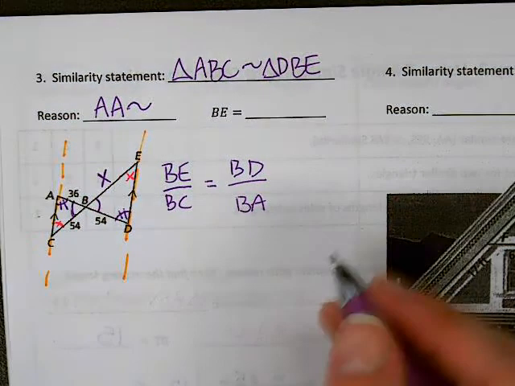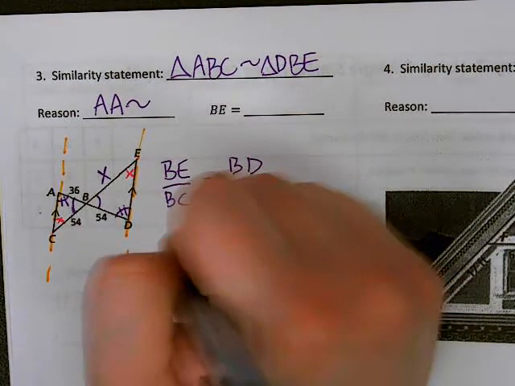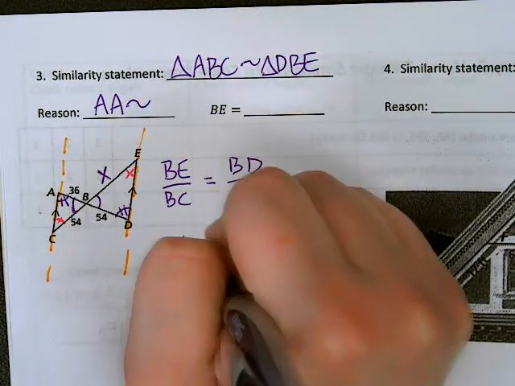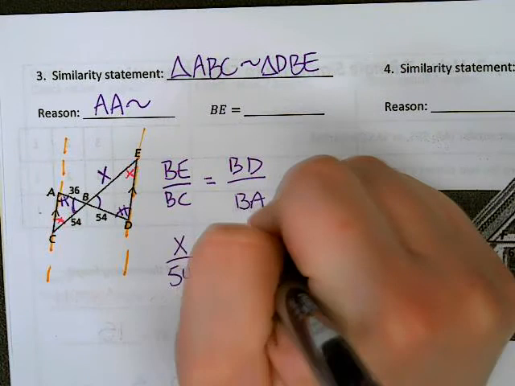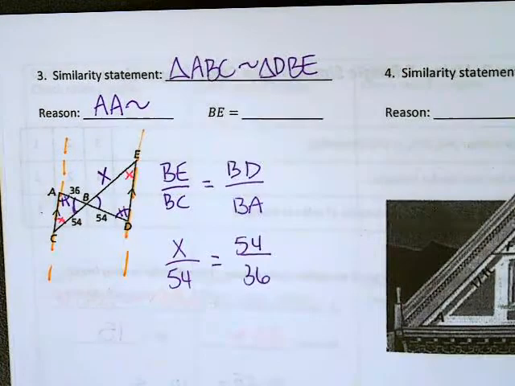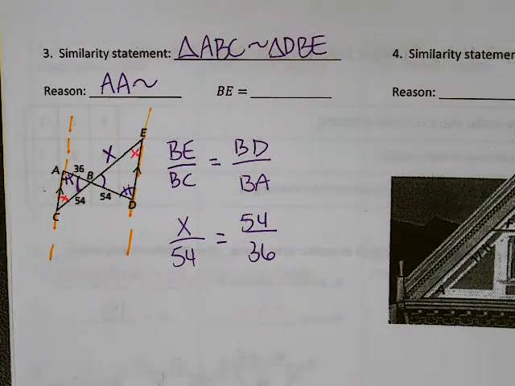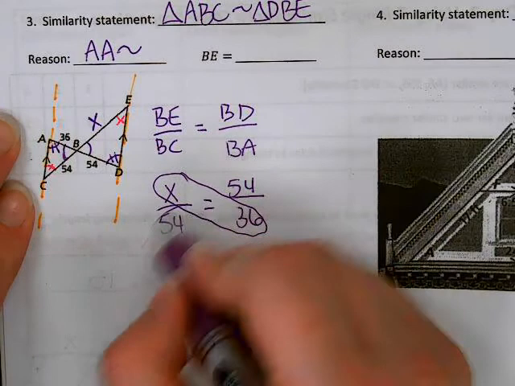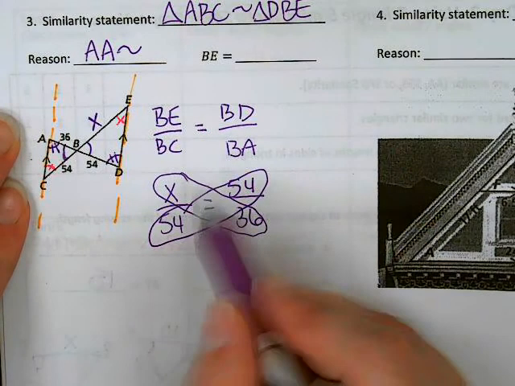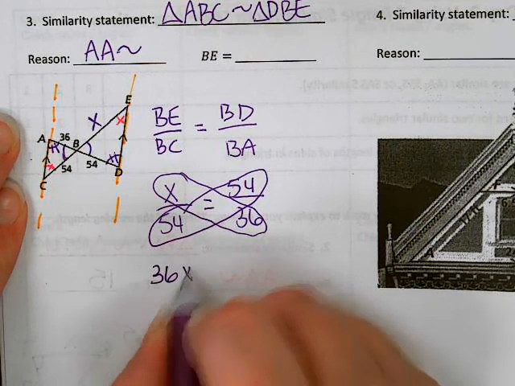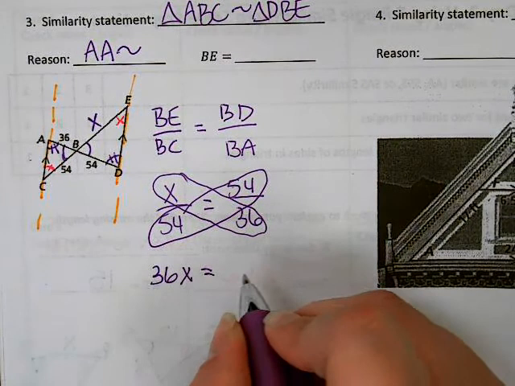All right, let's plug in what we know. BE is what we're looking for. BC is 54. BD is also 54. And then BA is 36. Cool. Let's cross multiply. If you guys don't need to draw those circles, that's totally fine. You guys should be comfortable with cross multiplying. But just in case, I'm writing them out for you.